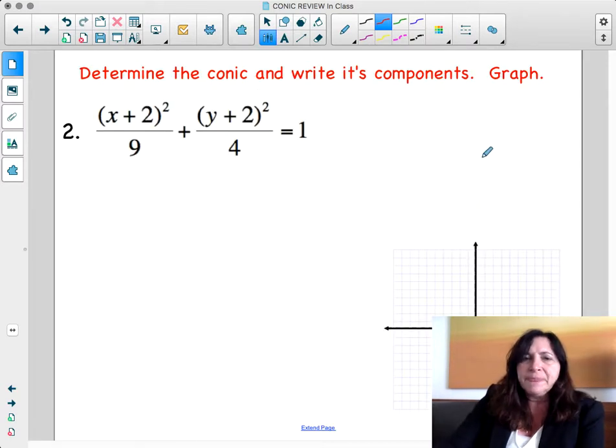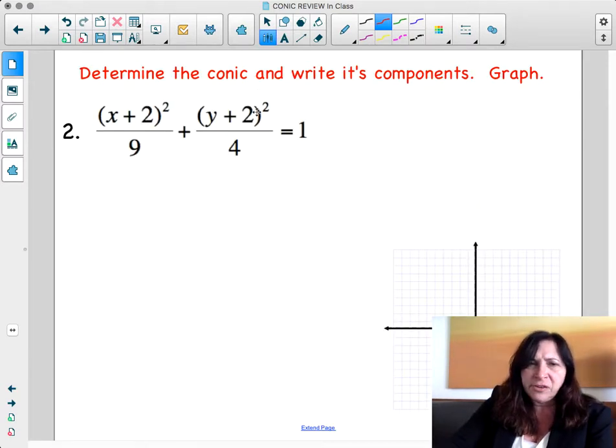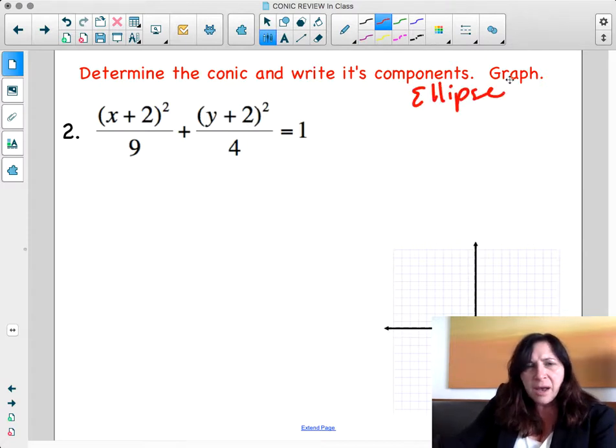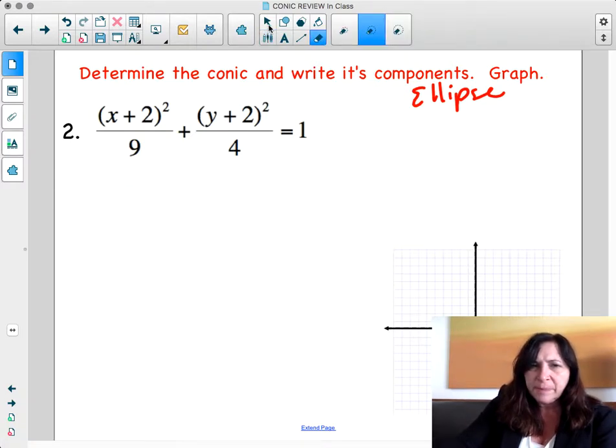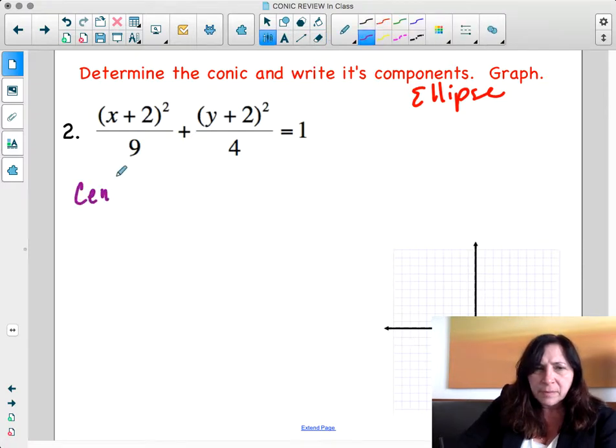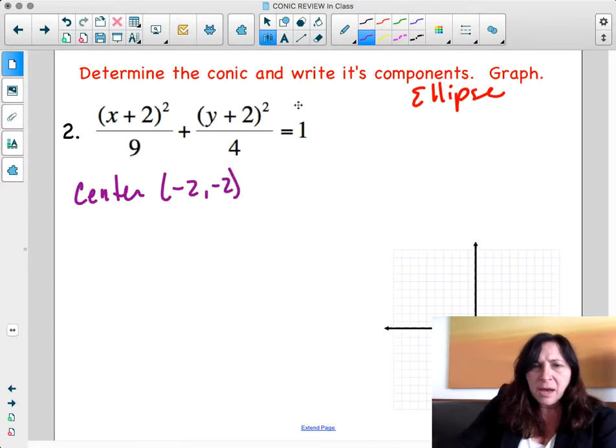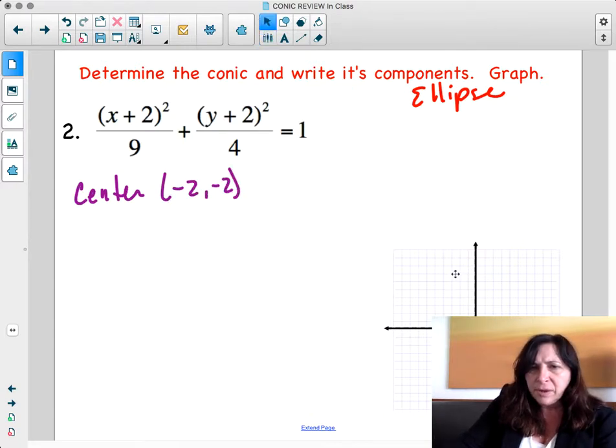All right, this conic is another ellipse. It is already completed the square, so it's not my vertex, but my center for this graph. My center is -2, -2. Let's see, graphing this up here.